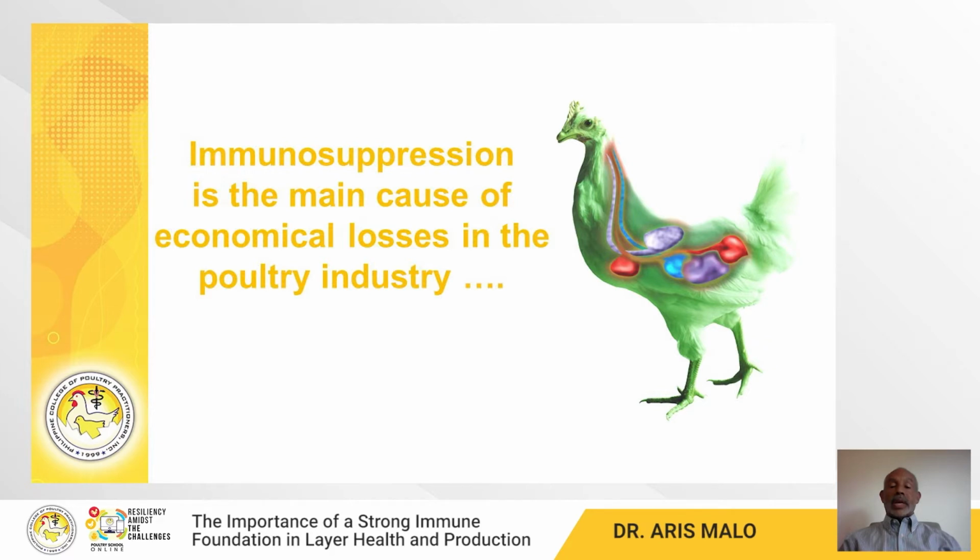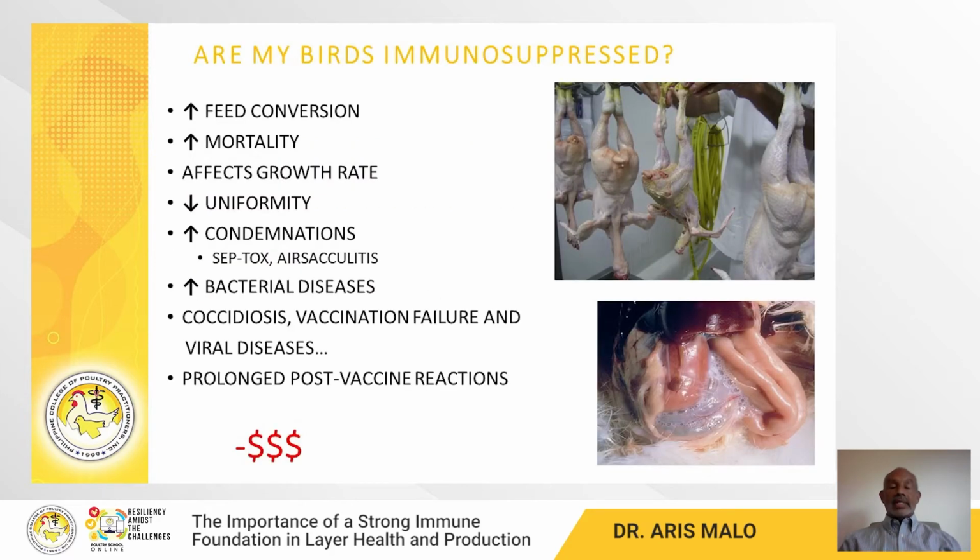Immunosuppression is considered the main cause of economical losses in the poultry industry. There is not one typical clinical sign that we will see and know that our birds are suffering from immunosuppression. What we will see is an increase in feed conversion, a higher mortality rate, the growth rate will be in general affected, there will be disuniformity in the flocks, we will have an increase in condemnation at the slaughterhouse due to septicemia and the presence of airsacculitis.